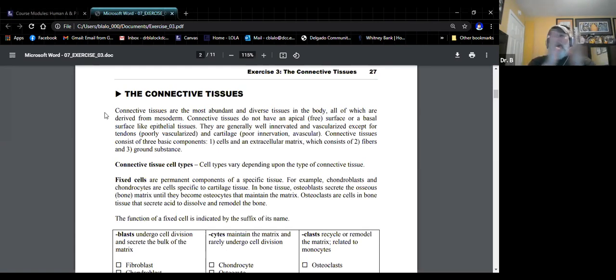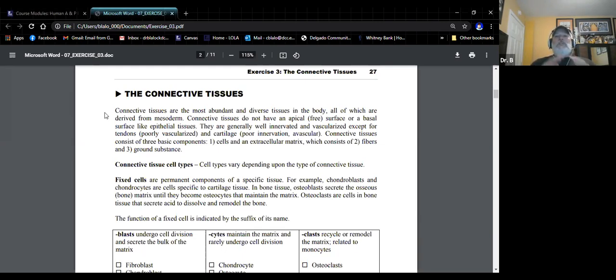If the cells are not packed on top of each other and we have space between the cells, space doesn't necessarily equal emptiness. That space is going to be filled with something, and what it's filled with is called the extracellular matrix. Okay, extracellular meaning around the cells. That extracellular matrix is going to be made up of two things. One, it's going to be made up of different fiber types, and two, it's going to be made up of what we call a ground substance.